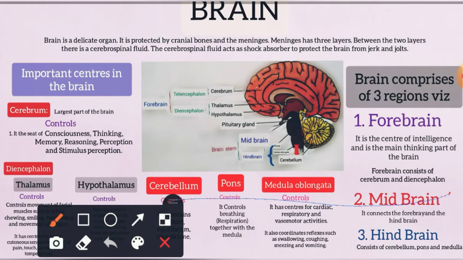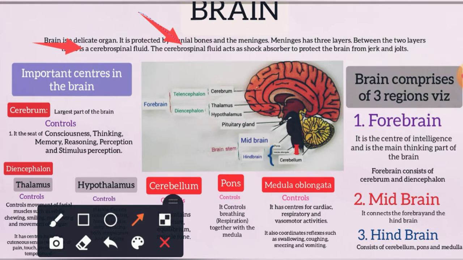Brain is part of the central nervous system together with the spinal cord. Brain is a delicate organ and it is present inside of our head. Because the brain is so delicate and it can get injured so easily, it is well protected within the bones of the head, which we call cranial bones.